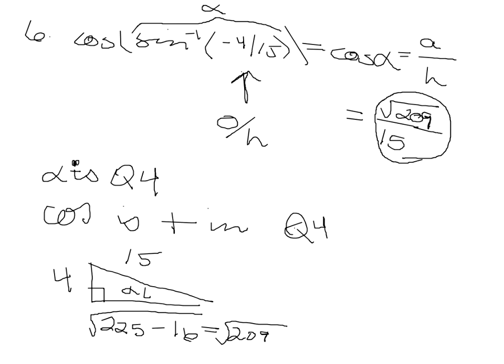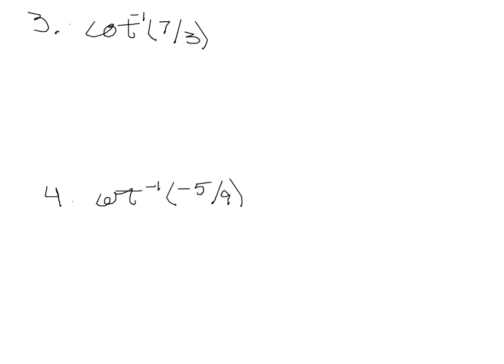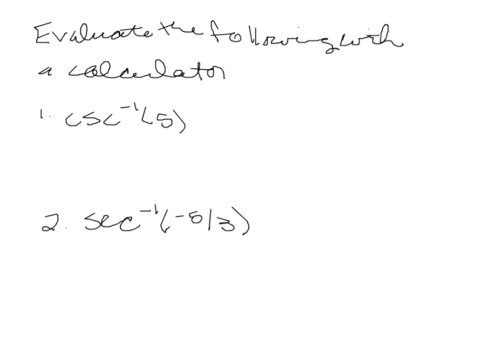Okay, the last little set of examples. Okay, evaluate the following with the calculator. Cosecant, inverse cosecant of 5. Well, if you go looking around on the calculator, you're not going to find inverse cosecant, unless they added it to calculators more recently than the calculator that I have. So we're going to have to do the same kind of thing that we were just doing.